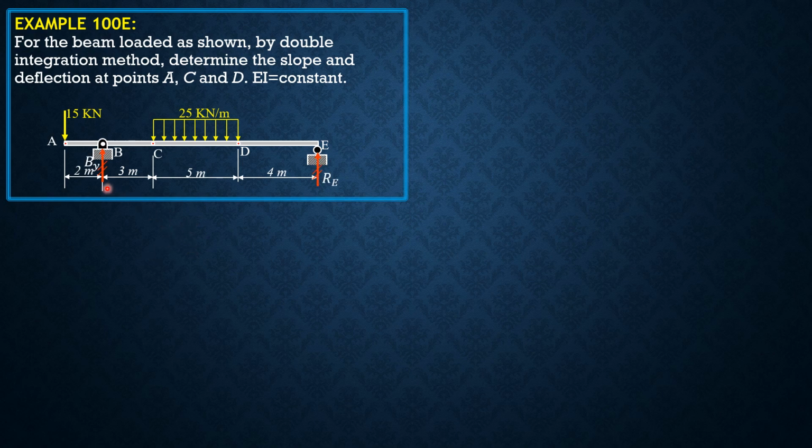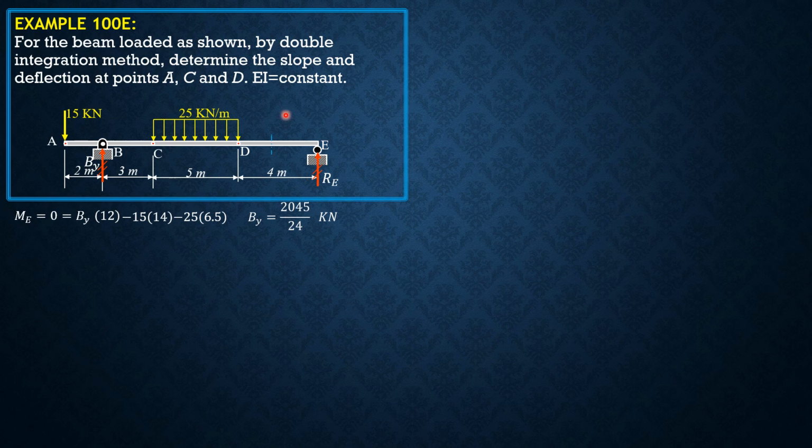So we have the summation of moment at E equals 0. So By times 12 minus 15 times 14 and minus 25 times 5 times 6.5, because 2.5 plus 4 is 6.5. So By is equal to 2045 over 24 kilonewtons.